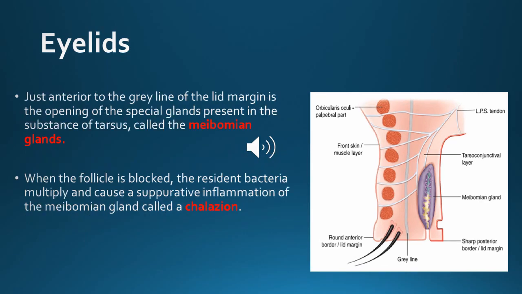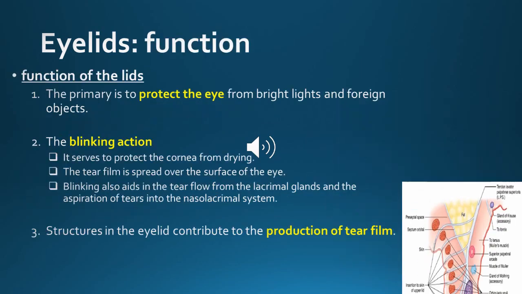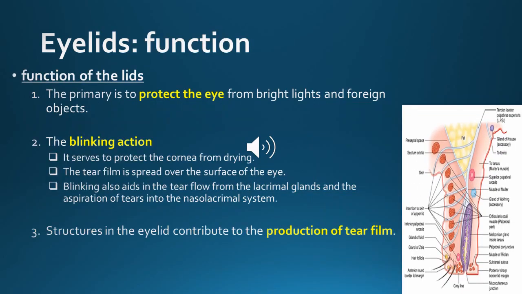Posterior to the gray line of the eyelid margin is the opening of special glands present in the substance of the tarsus called the meibomian glands. When the follicle is blocked, the resident bacteria multiply and cause suppurative inflammation of the meibomian gland called chalazion. The eyelids act to protect the eye from the external environment, and also produce the tear film and blink to spread the tear film over the eye.